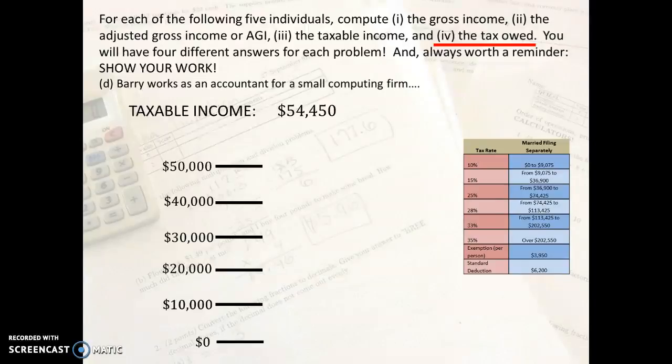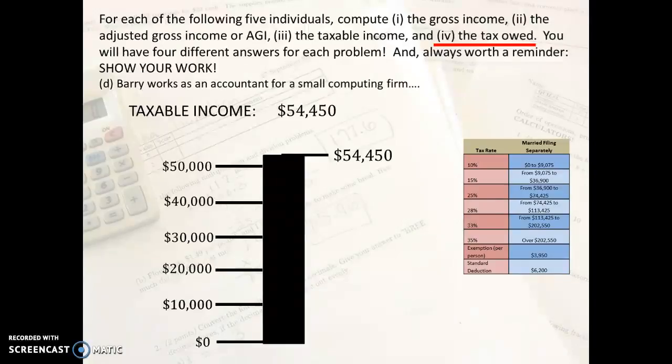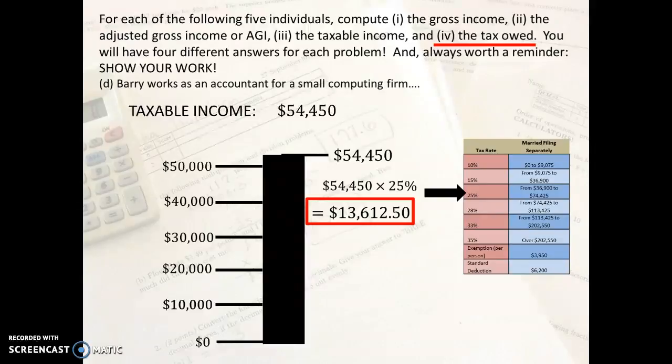$54,450, that was the taxable income. I'm making a little bar graph to represent that, a little bit more than $50,000. I look at the tax brackets. There's this bracket, 25%. Okay, that's kind of basic, because you're just saying, wait, 54,000 is in that third tax bracket, and you multiply by 25.